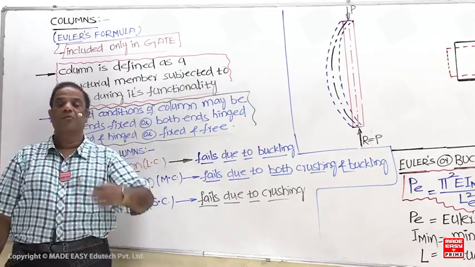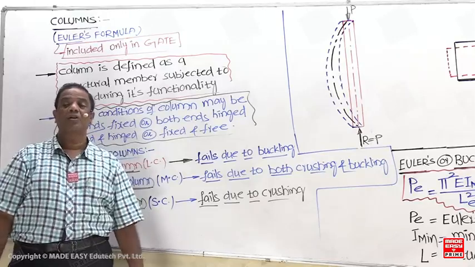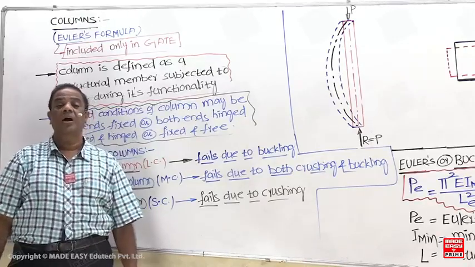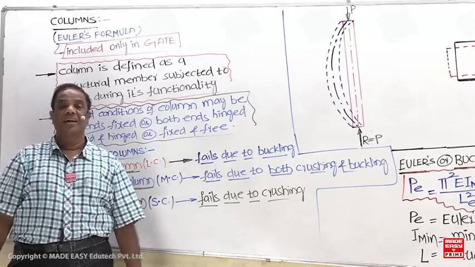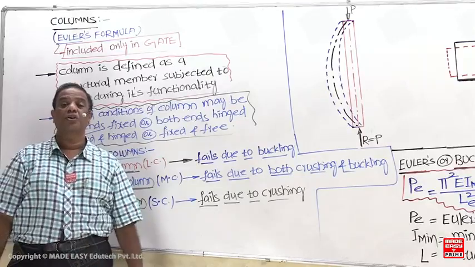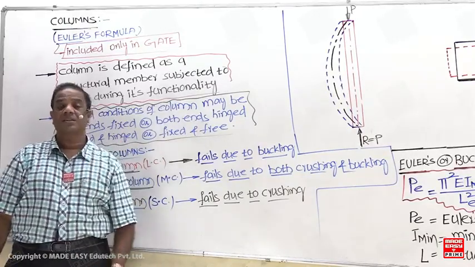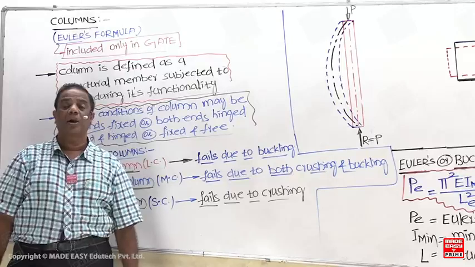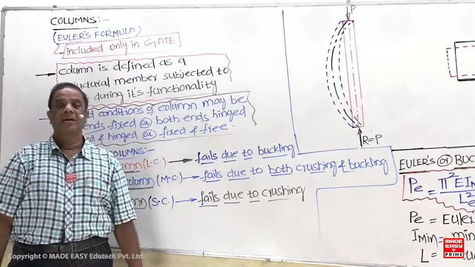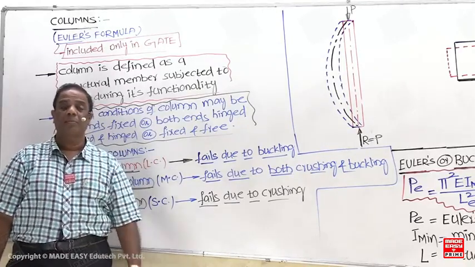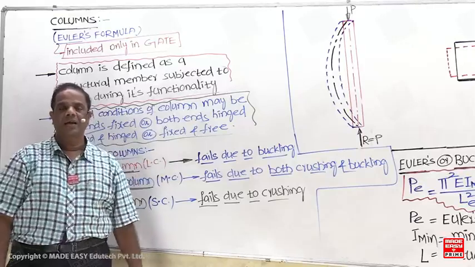And buckling is what you have studied now. Deviation of the longitudinal axis of a structural member due to axial compressive load. Deviation of the longitudinal axis of a structural member under a transverse load is called what now? Bending. Deviation of the longitudinal axis of a structural member under an axial compressive load is called buckling.